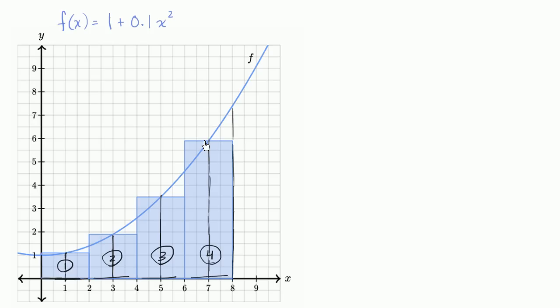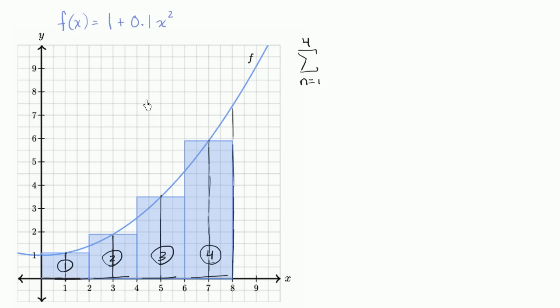Given the way this has been constructed, and we want to take the sum of the areas of these rectangles as an approximation of the area under this curve, how would we write that in sigma notation? I'll get us started, and then I encourage you to pause the video and try to finish it. The sum of these rectangles, we could say it's the sum from n equals 1 to 4, because we have 4 rectangles. Just write it in terms of the function. Use function notation. You don't have to write it out as 1 plus 0.1 times something squared.